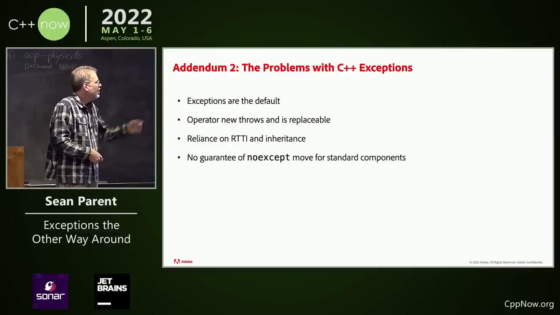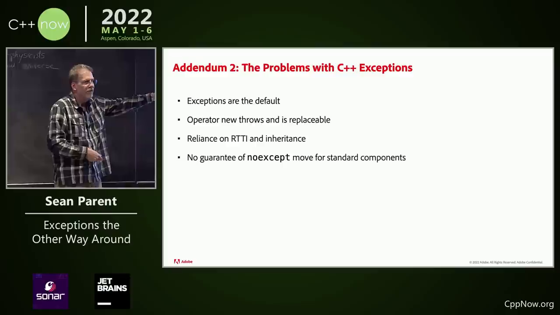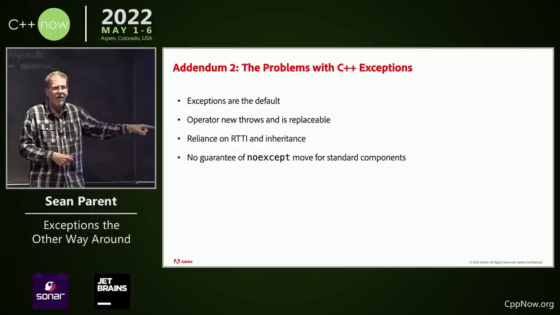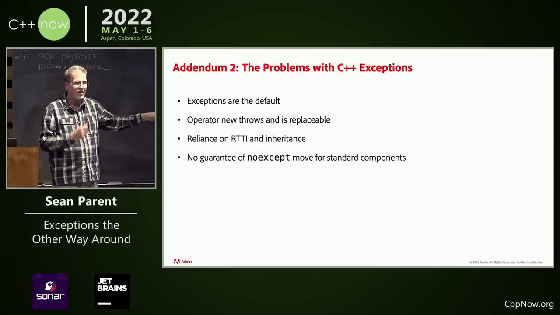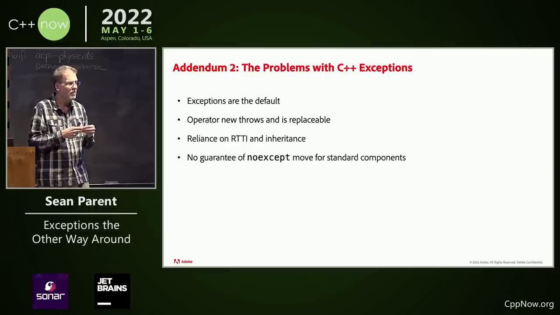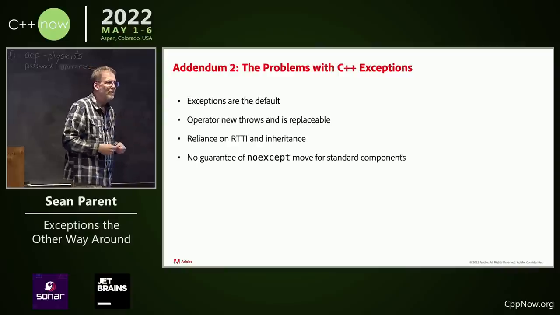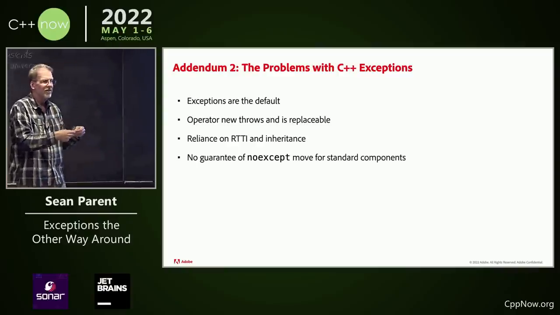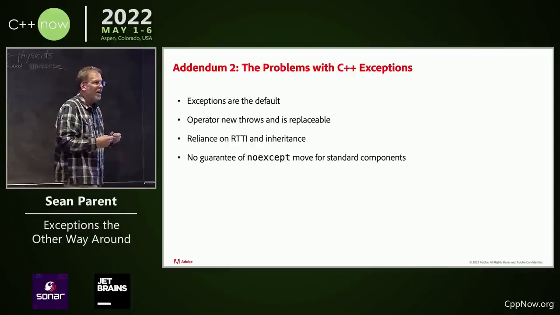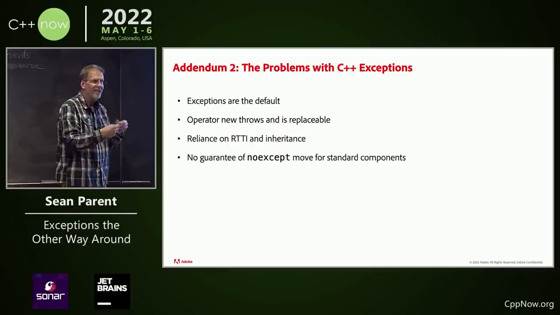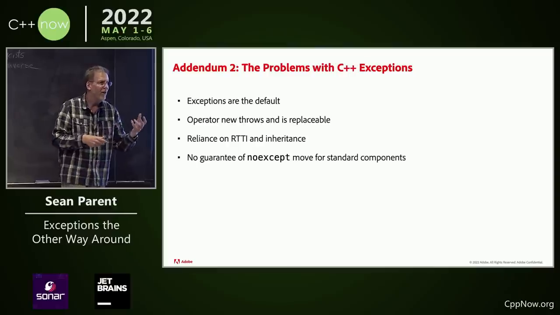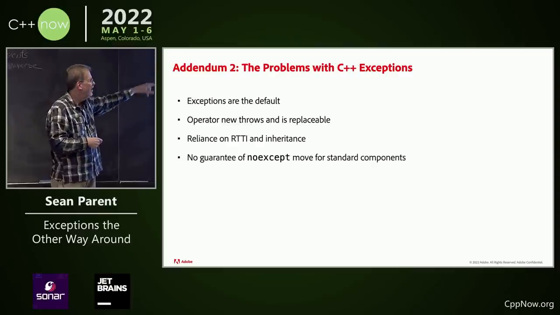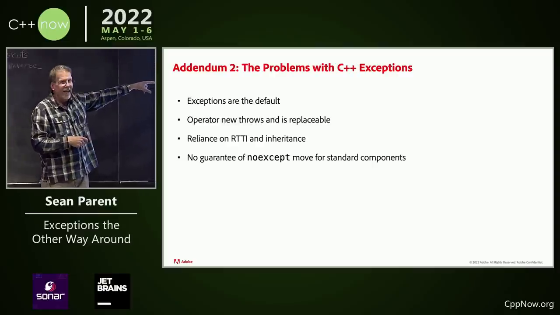So there's no guarantee of noexcept move for standard components, and that's partially because they didn't want to redefine the invariants of the standard components. And so you have things like, if I'm using the Microsoft standard library, moving a std list or any of the node-based containers may throw an exception because it actually has to allocate the terminal node. And we couldn't optimize that out. And so now these things can't be moved.